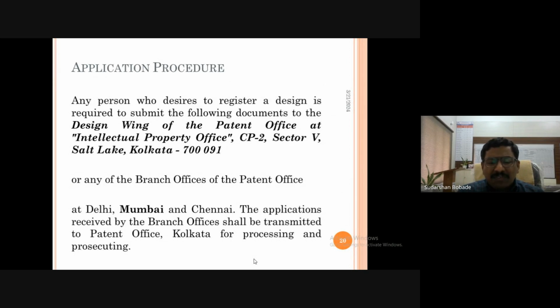My dear friends, in terms of the application procedure, if you are going for the offline mode, this is the address at which we can submit our application directly at the Kolkata office, or we can go to the nearby office. As in our case, Mumbai is the nearby IP office.